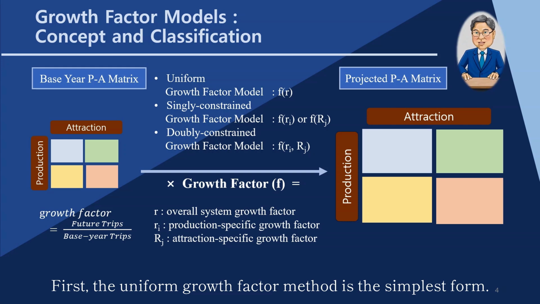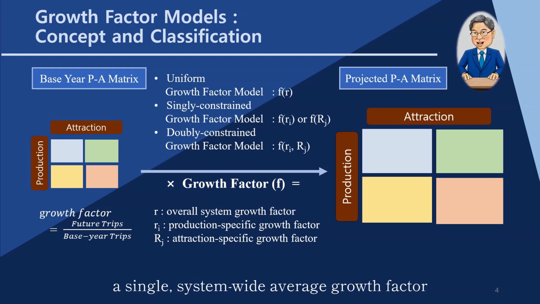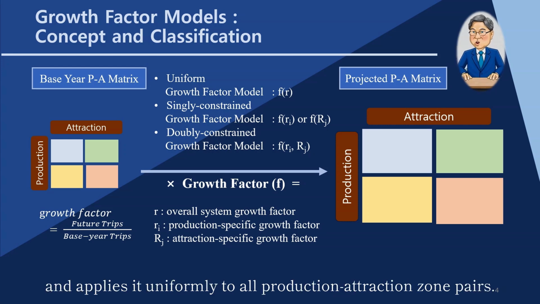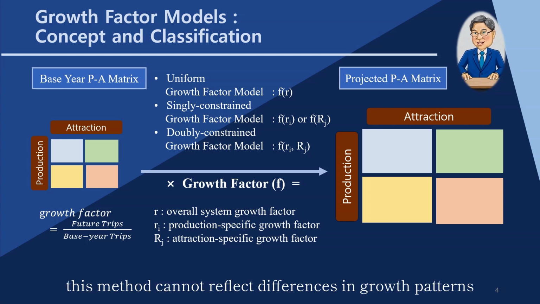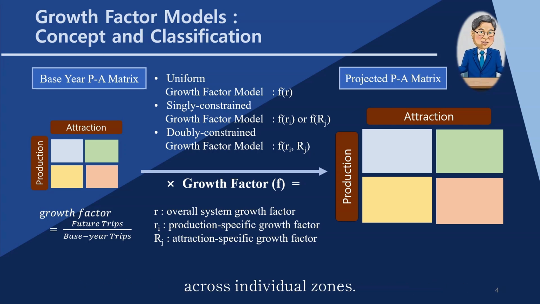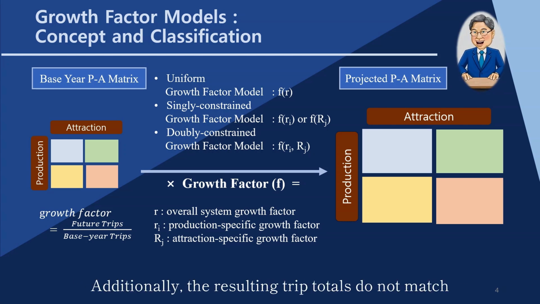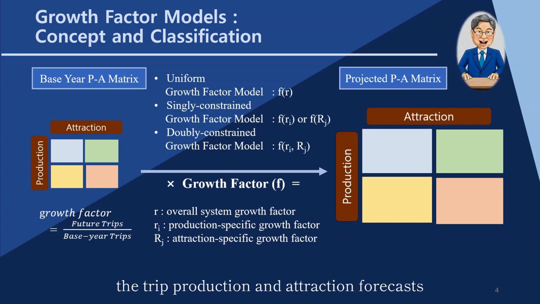First, the uniform growth factor method is the simplest form. This approach derives a single system-wide average growth factor and applies it uniformly to all production attraction zone pairs. While the computational procedure is very simple, this method cannot reflect differences in growth patterns across individual zones. Additionally, the resulting trip totals do not match the trip production and attraction forecasts obtained from the trip generation model.